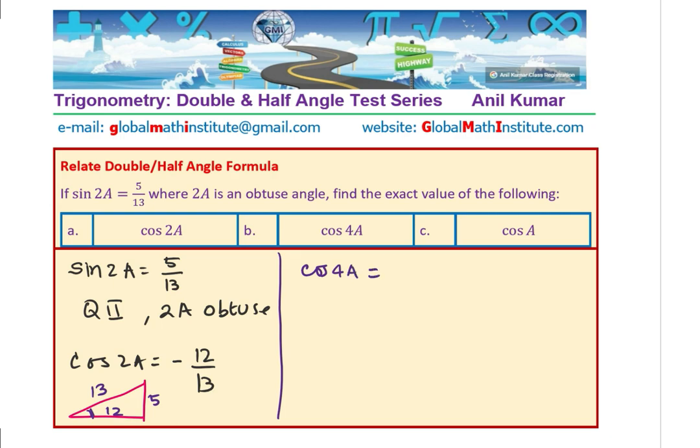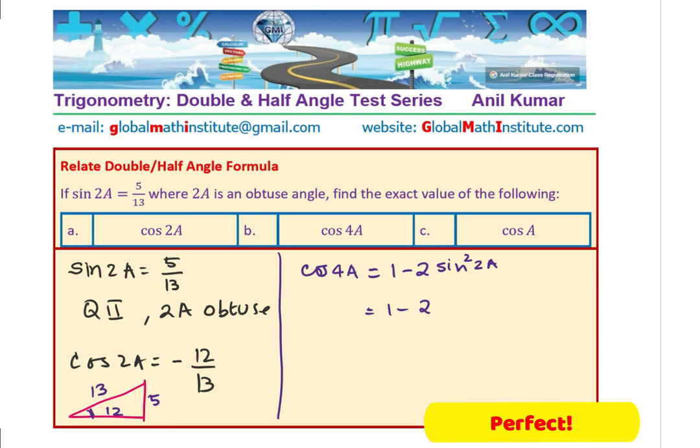Now, you could also use sine 2a, right? Let's use sine 2a. Cos 4a will be 1 minus 2 sine square 2a, right? We could use this formula. Now, the advantage here is that 5 over 13 is already given to you, right? Just in case if you get this as a wrong answer, everything goes wrong. So at least you ensure that this is perfectly fine, right?